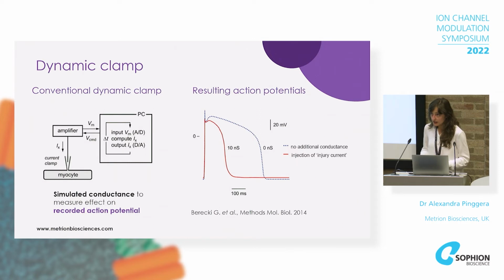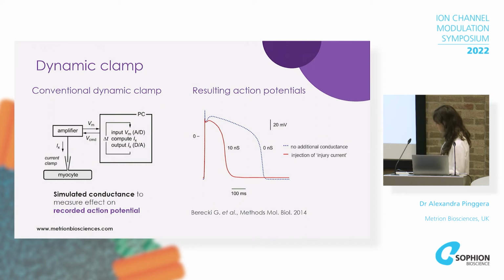Dynamic clamp per se is not a very novel technique. It has its origin in cardiac electrophysiology and has afterwards been widely applied to neuroscience. In very simple terms, it's used to investigate the effect of a simulated, computer-generated conductance on a real action potential in real time.